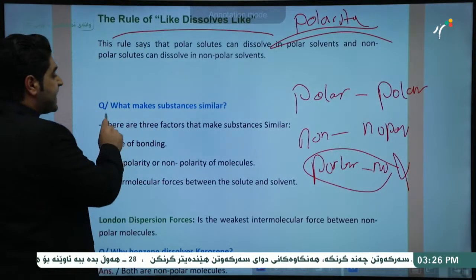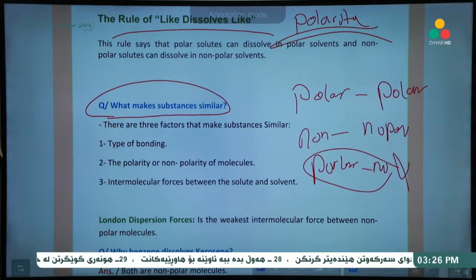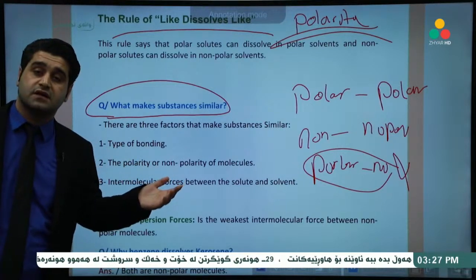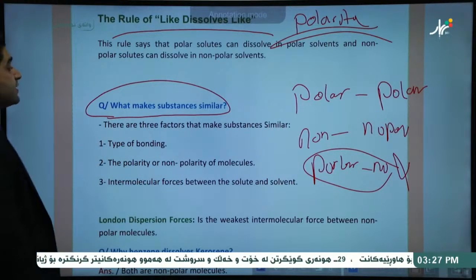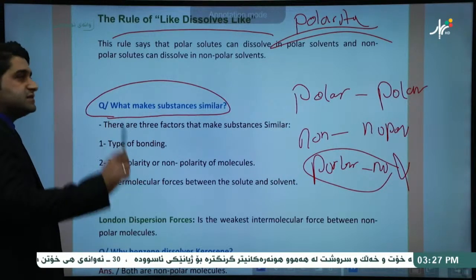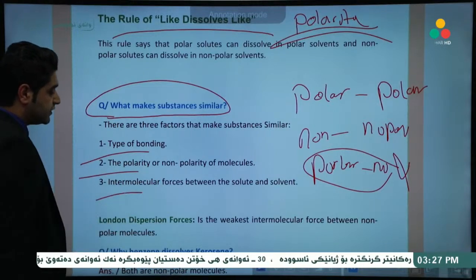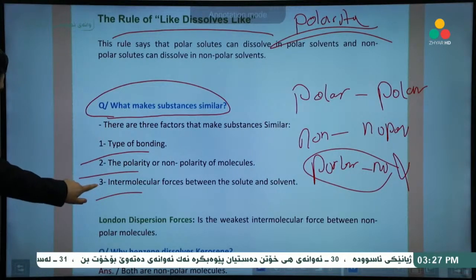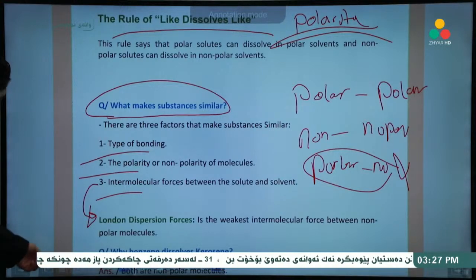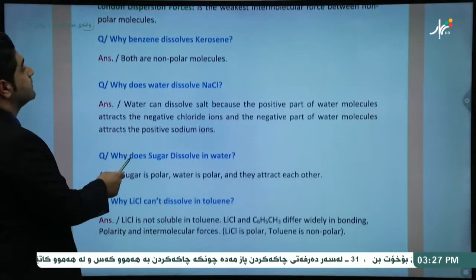Okay. What makes substances similar? Similar substances can dissolve in similar substances. So what makes substances similar? There are some factors responsible for similarity between compounds, which are the type of bonding, the polarity, and the intermolecular force. For example, London dispersion force is the weakest force between non-polar compounds. We've learned that in grade 11.